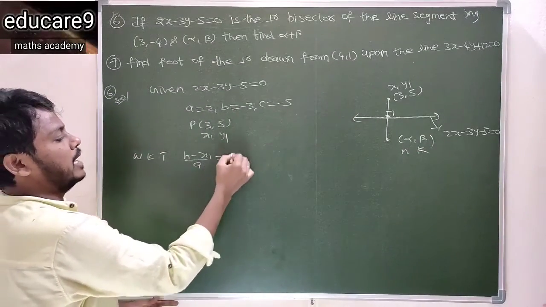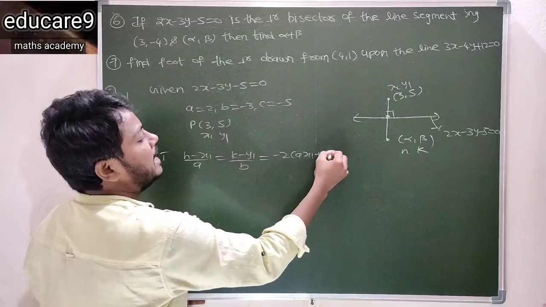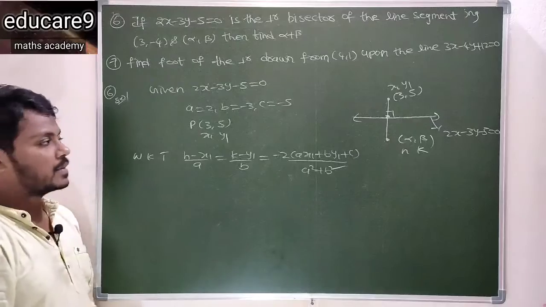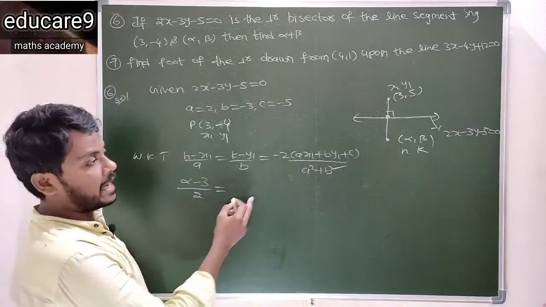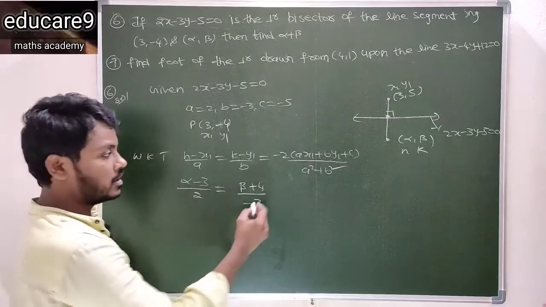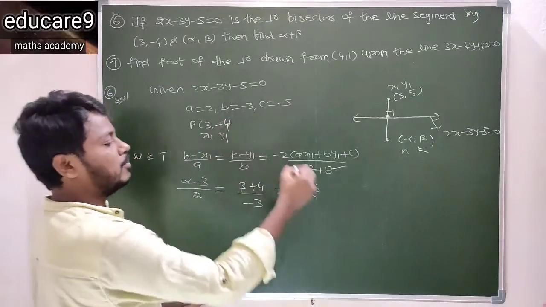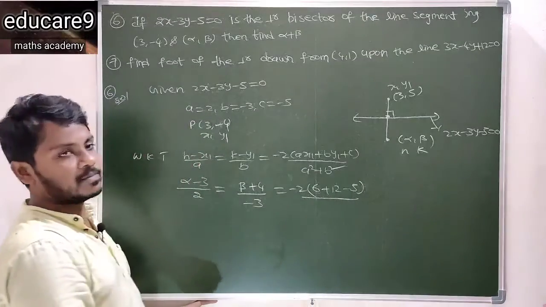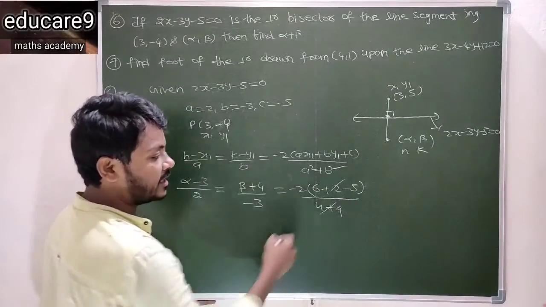h minus x1 by a is equal to k minus y1 by b is equal to minus 2 times (ax1 plus by1 plus c) by (a square plus b square). So what is the h value? Alpha minus 3 by a, that is 2. Next k, what is k? Beta minus y1, that is beta plus 4, divided by minus 3. So this is minus 2 times (6 plus 12 minus 5) divided by a square plus b square, that is 4 plus 9, 13. So 18 minus 5 is 13. So 13 and 13 get cancelled.